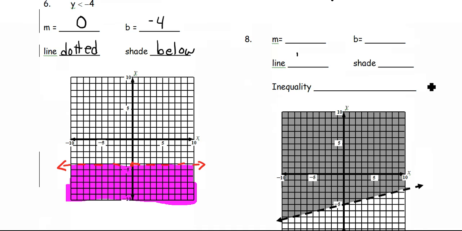Let's look at number 8. Sometimes it's easier to just pick on the easiest stuff to look at. So let's start with the type of line and the shading. Well, this is obviously a dotted line.